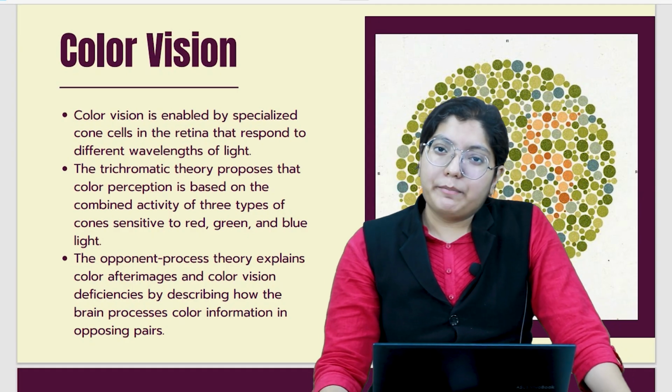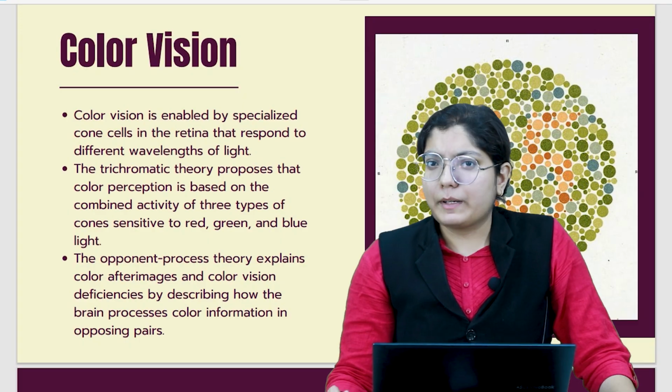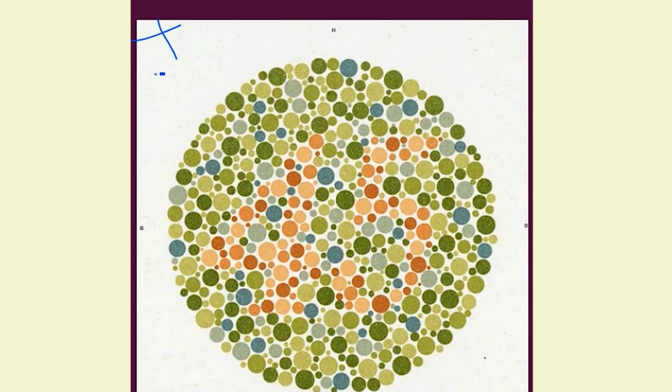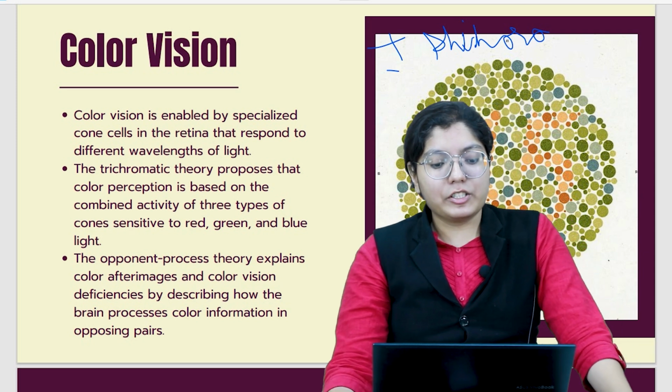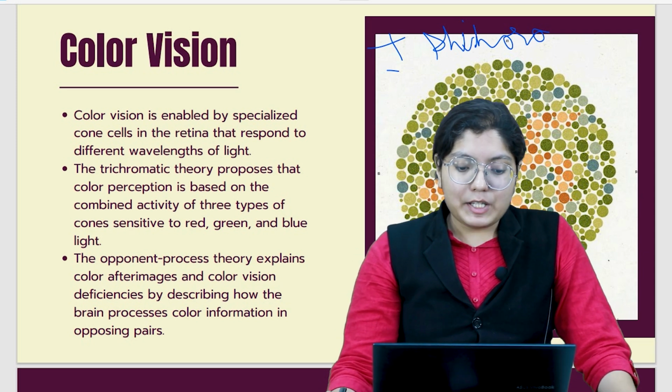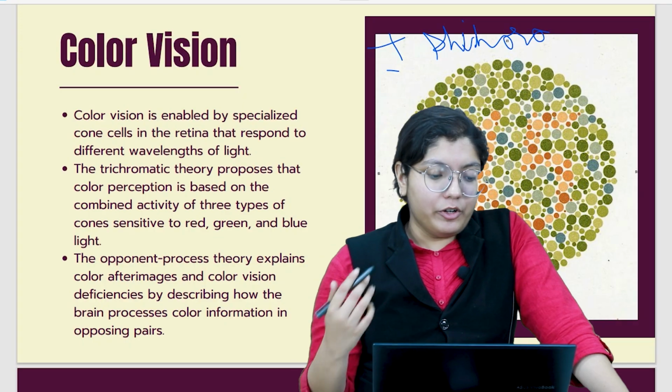Let us talk briefly about color vision. Do you see this picture here? This is called the Ishihara color blindness test. Tell me, are you able to see the number 46 in that image? If you are, then congratulations, you are not color blind. But if you are not able to, maybe you are color blind. So color vision is enabled by specialized cone cells in the retina that respond to different wavelengths of light. We have already covered this.